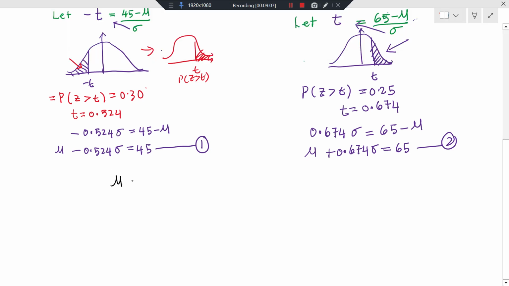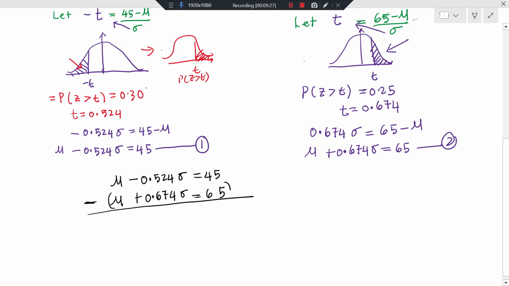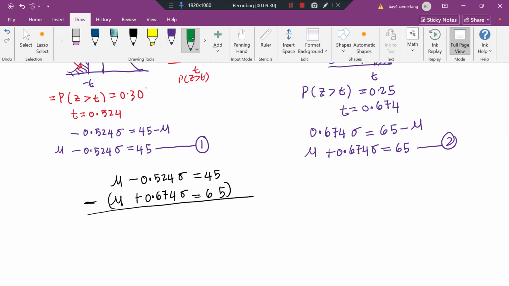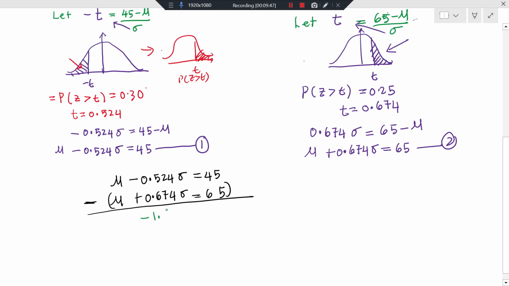Okay, let me arrange them. Don't mistake your sigma for the digit 6. Okay, I subtract this equation. So mean minus mean is gone. We need our calculator. Negative 0.524 minus 0.674 is negative 1.